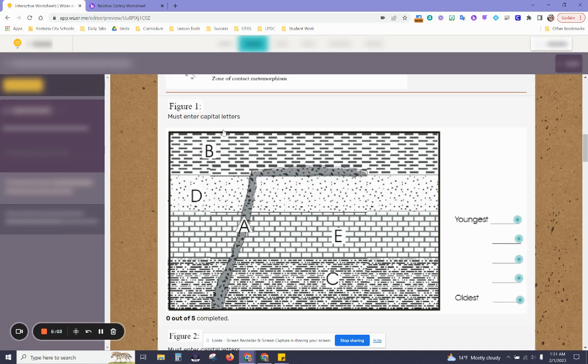I'm going to go on to figure 2 here. So look at what figure 2 has. Look at what kind of rocks these are. Go ahead and pause your video. Go answer yours, and then come back to us when you're ready.